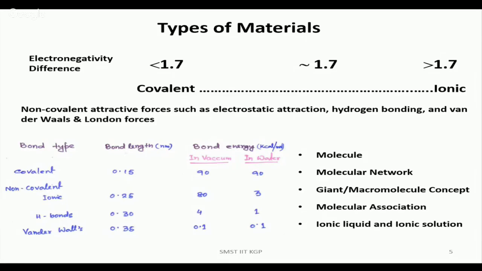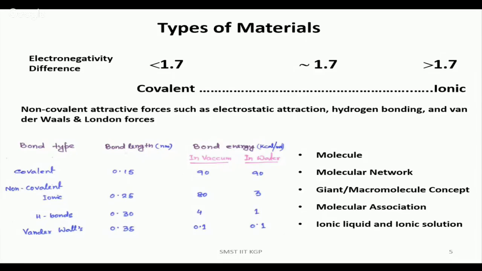So silica is a 3D network of covalent bonds. Sodium chloride is a molecular network of ionic bonds, whereas metals are also a molecular network of metallic bonds. Clear? So that is why you see very different properties.